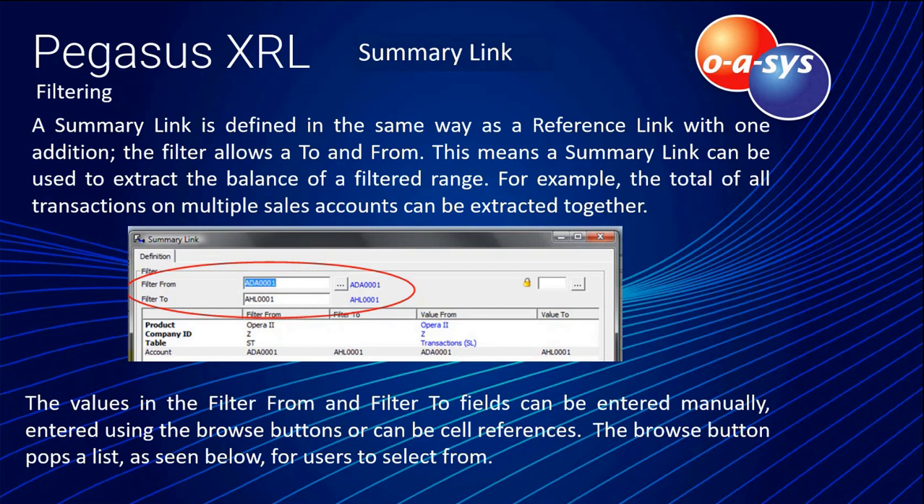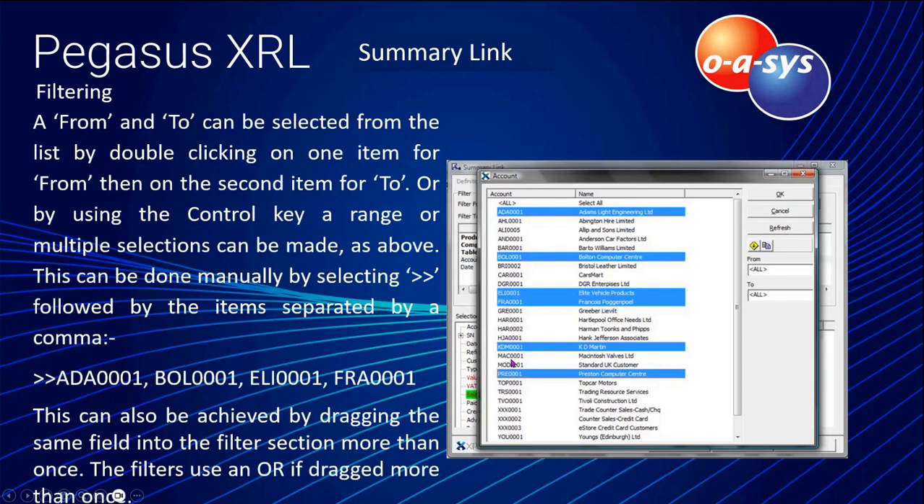The values in the filter from and filter to fields can be entered manually, entered using the browse buttons, or can be cell references. The browse button pops a list as seen below for users to select from. So the from and to can be selected from the list by double clicking on one item for the from and then on the second item for to, or by using the control key on the keyboard. A range or a multiple selection can be made, as you can see from my image on the right.